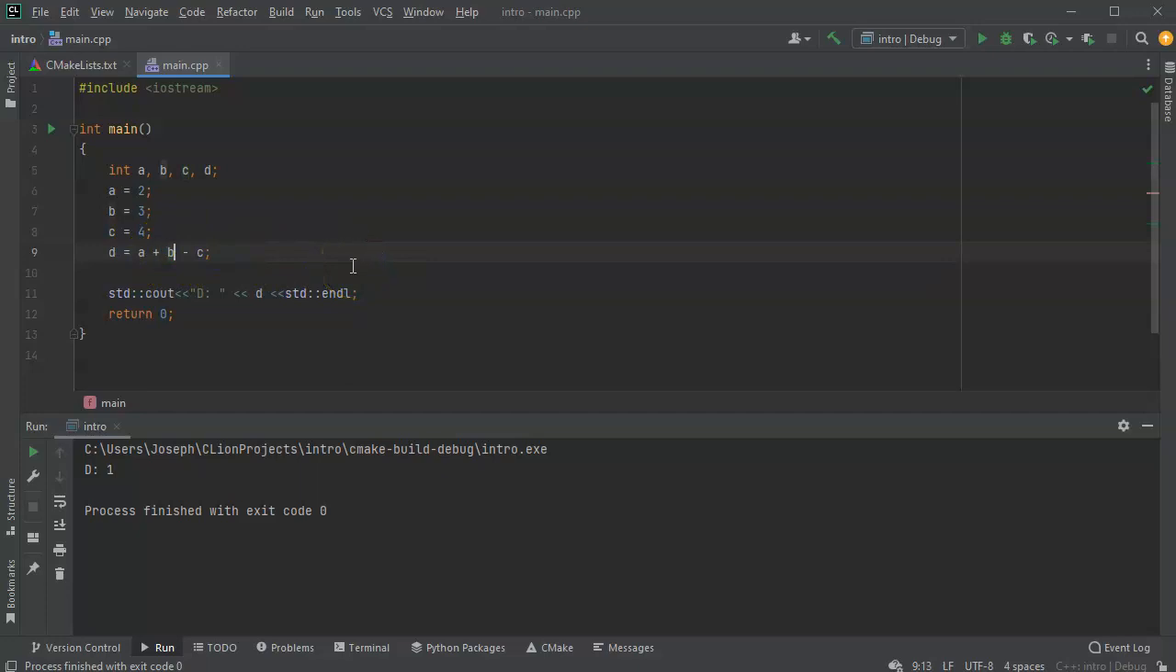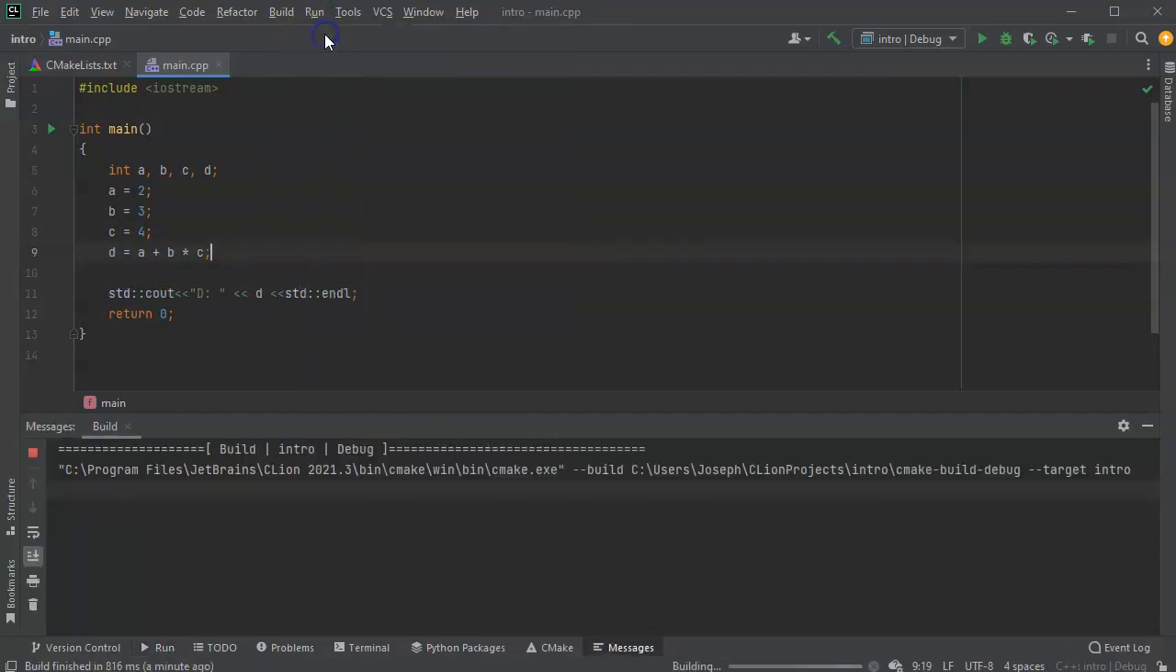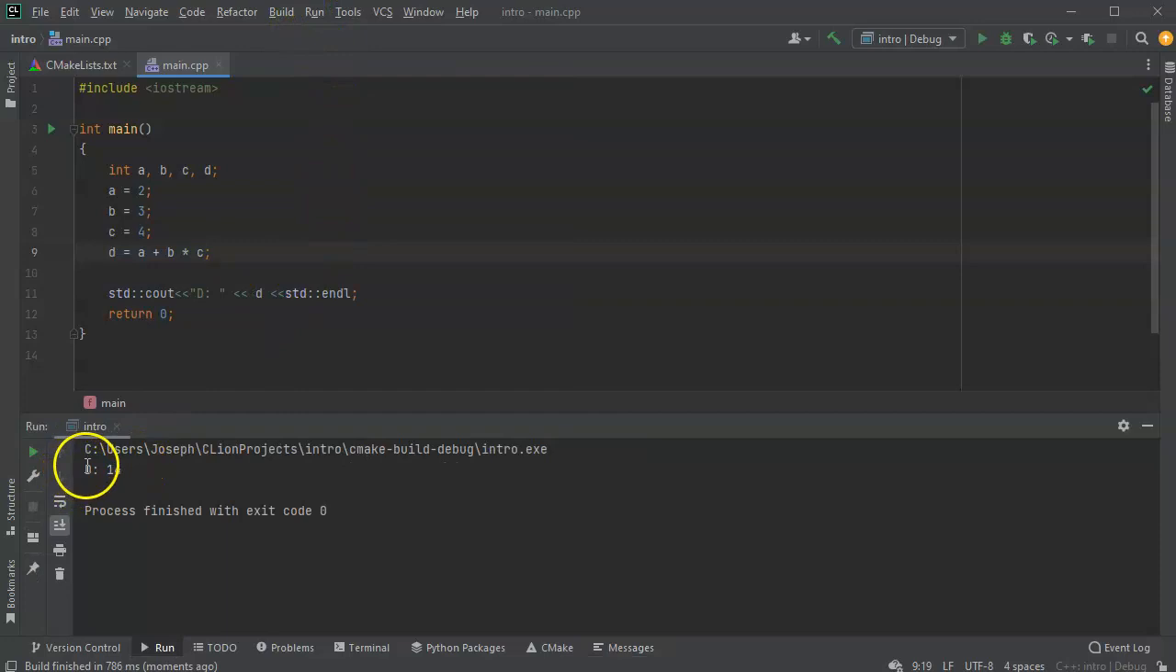If I were to put in a multiplication symbol, so times, then you have to say, well, okay, if multiplication is a different precedence, then would B times C be done first, as they are in standard algebra, or would it be A plus B, then times C? Well, it follows normal precedence, just algebra precedence, so it should be B times C, which should be 3 times 4 is 12, then A gets added on that, so it should be 2 plus 12. So 2 plus 12 is 14, we'll go ahead and run that, and it gives us 14 exactly as we expected.